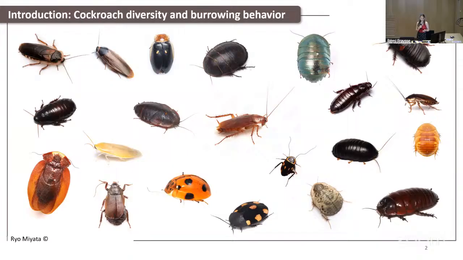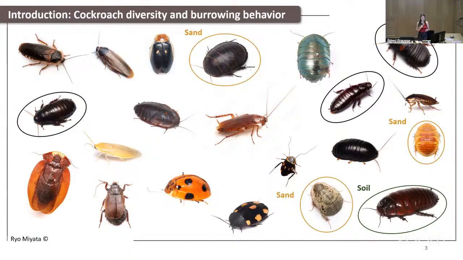As you may know, cockroaches are known for being common pests, but they actually show a wide variety of shapes and behavior, many of which are still unknown. Some cockroaches are capable of burrowing into substrate like sand or soil, and we might wonder whether some of their shapes are particularly suited for burrowing into their substrate, and possibly influenced by the physical forces in their environment over time.